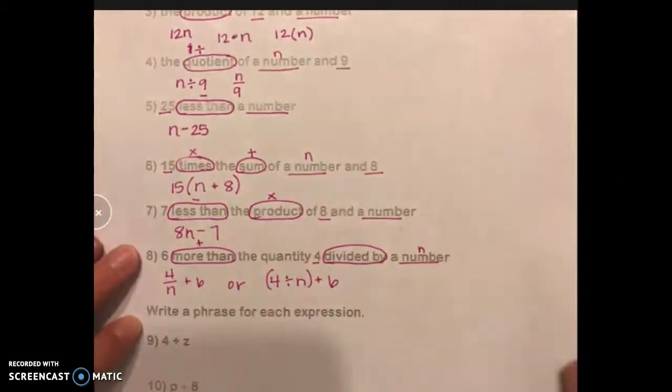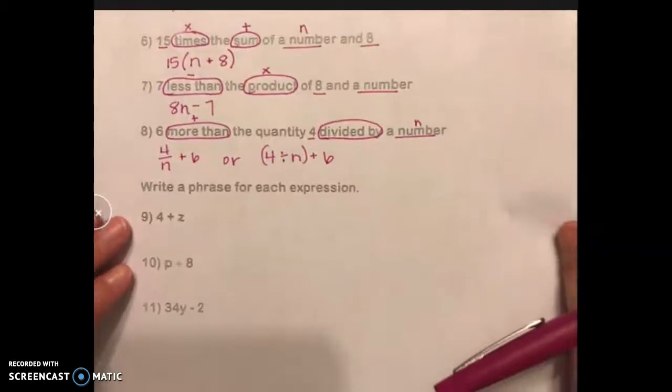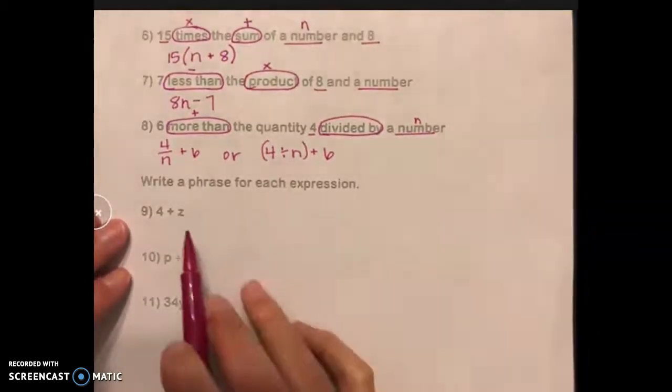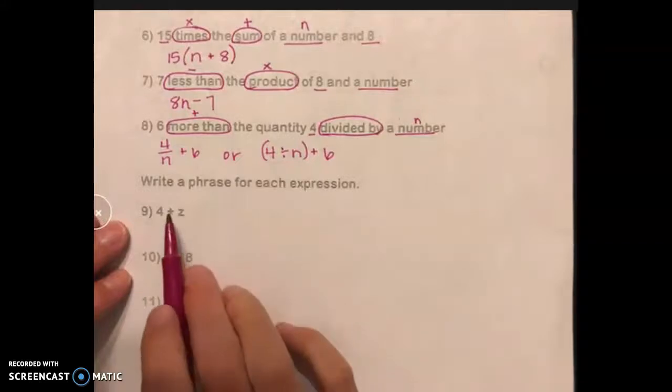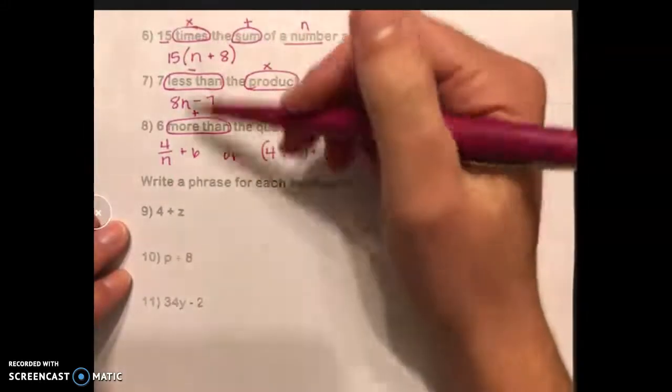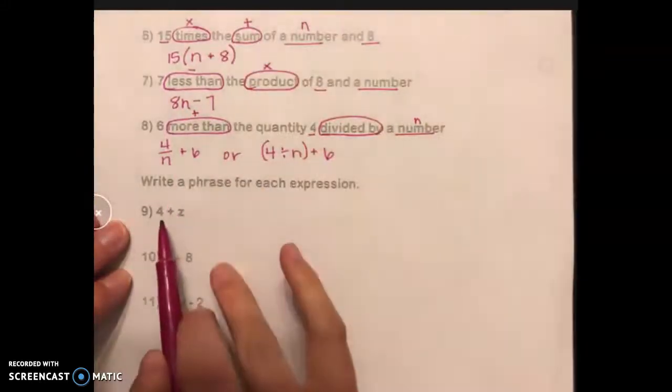All right, so moving right along. So for this last little portion, we have write a phrase for each expression. So instead, you can see here's our expression, which looked just like what we were just doing. Now we're going to have a written portion of it.